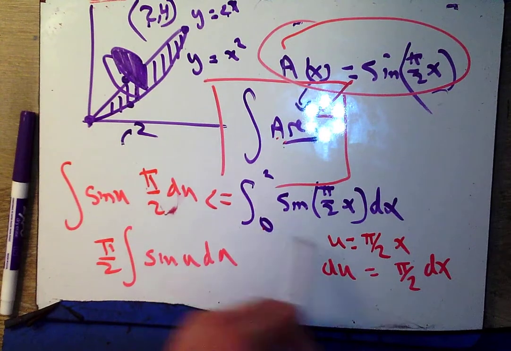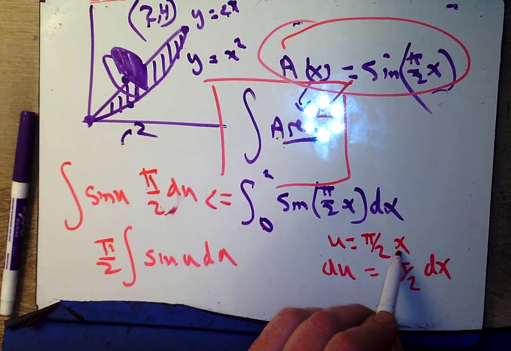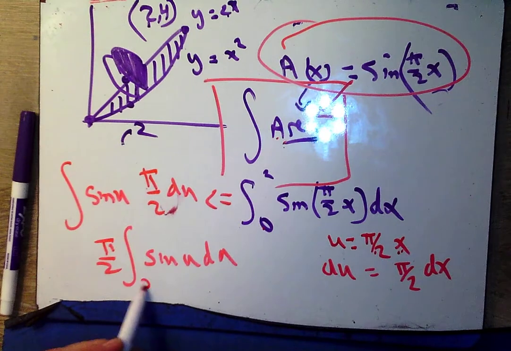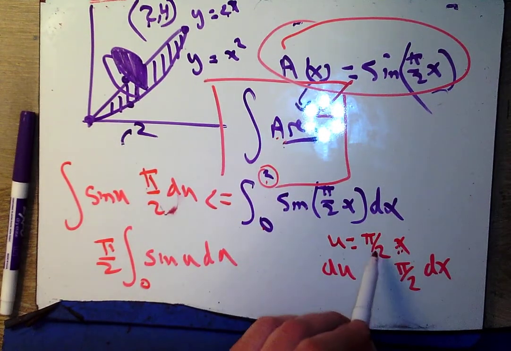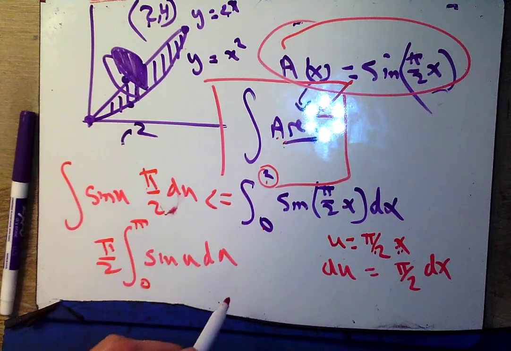Hey, what would our u bounds be? Let's take this x bound and plug it in here. 0 times this is 0. And let's take that x bound and plug it in here. 2 times pi over 2 is going to be pi.